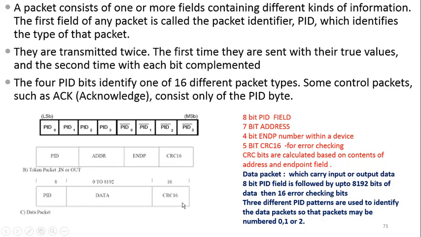Okay, this is the format of a data packet which carries input or output data. The 8-bit PID field is followed by 8192 bits of data. We can transfer a maximum of 8192 bits of data using a data packet here. Next is a 16-bit CRC for error checking. Three different PID patterns, among the 16 patterns, are used for identifying data packets, so data packets can be numbered 0, 1 or 2 in order to identify different types of data packet. Okay.